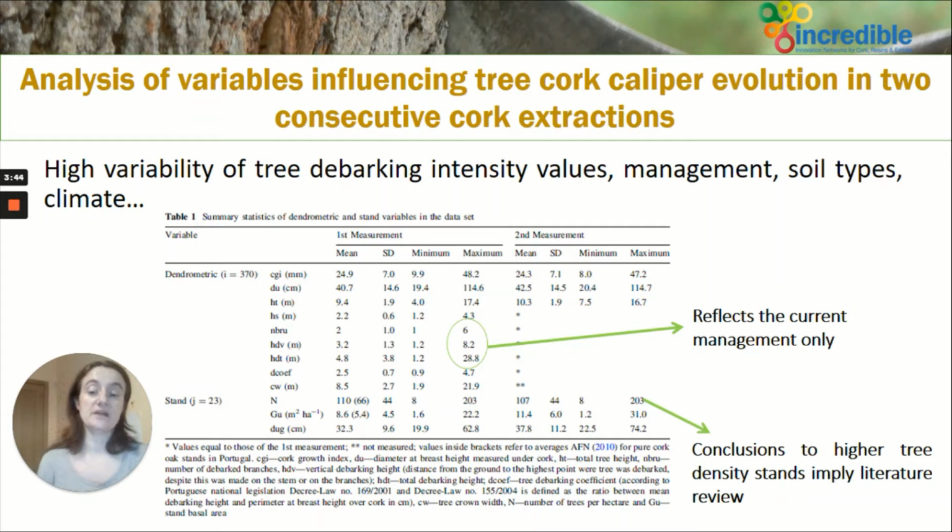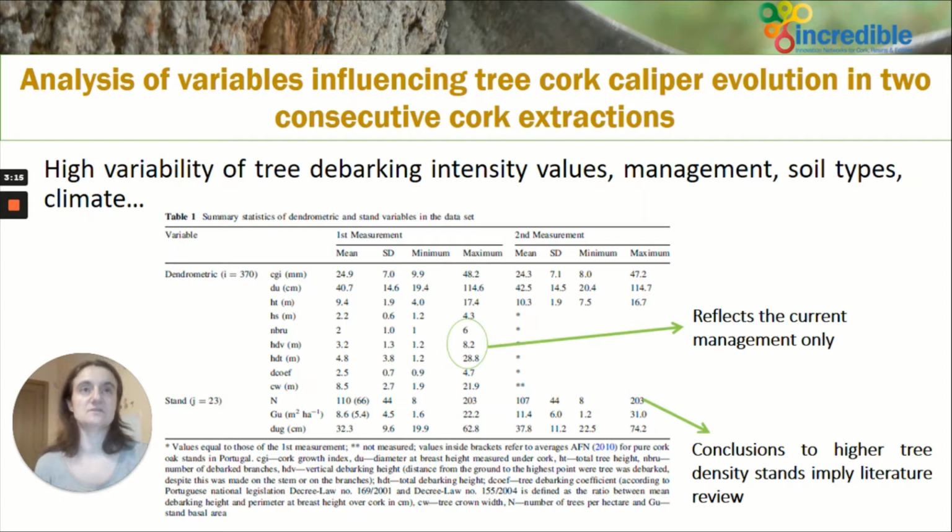NBRU, for example, reflects the number of main branches that are debarked in the tree, and in our data set we have a maximum value for that of 6. The maximum vertical debarking height is 8.2 meters, and the maximum of the total debarking height, so that's the sum of the debarking height along the stem and along all of the main branches.